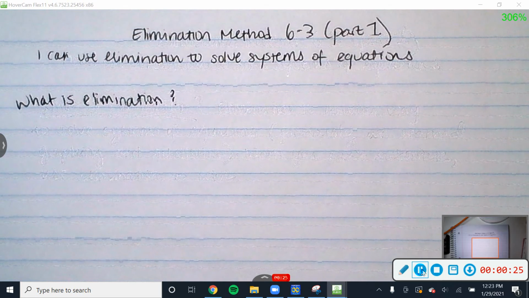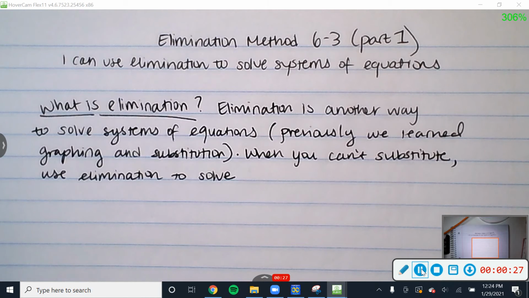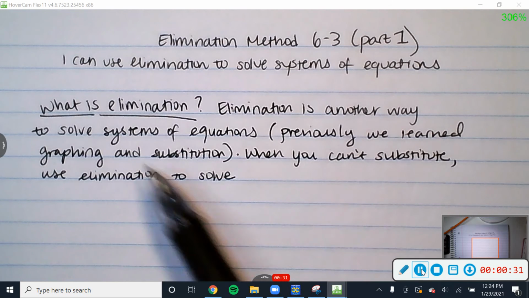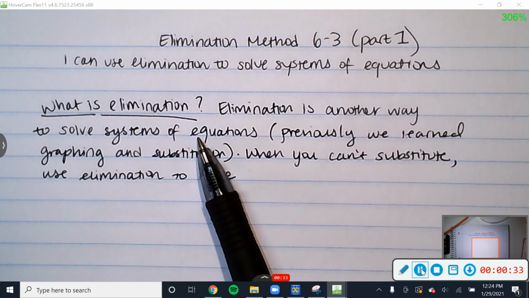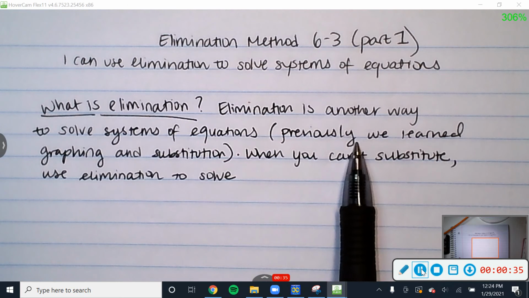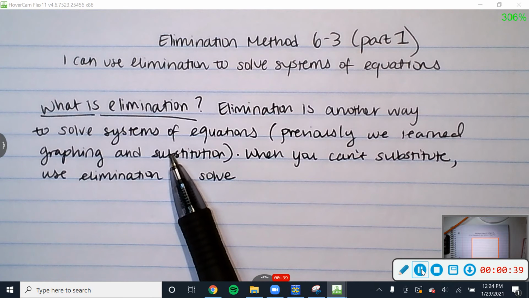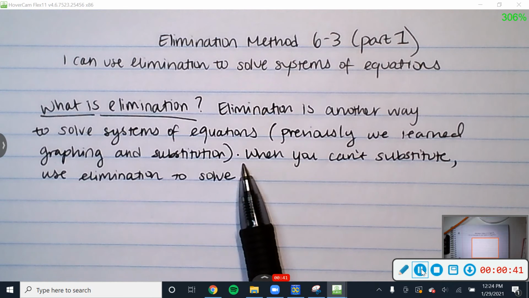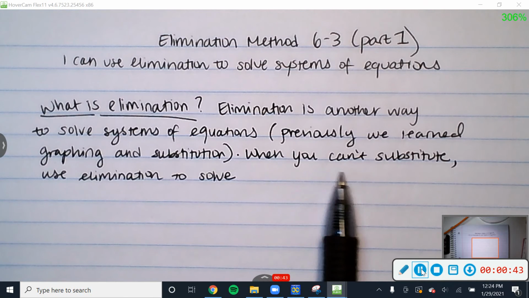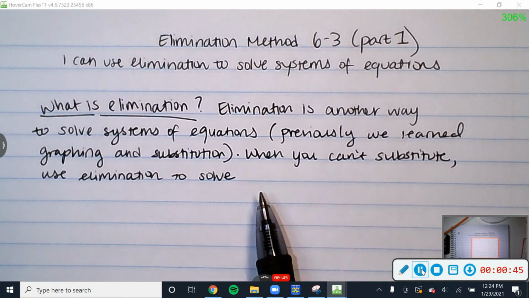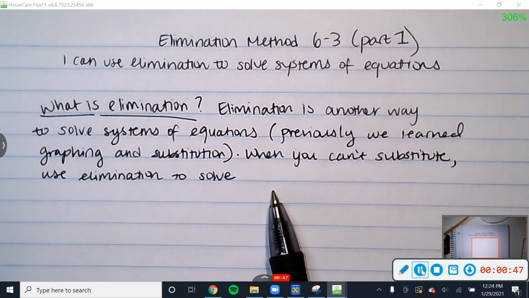So the definition of elimination method, or a little bit about what it is: elimination is another way to solve systems of equations. So previously we learned about graphing them and we also learned about substitution. Elimination is a good method to use when you can't substitute but you still need to solve two equations. And we'll talk a little bit more about how to recognize when you should be using elimination in just a second.